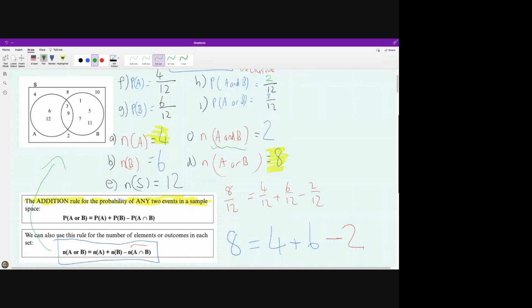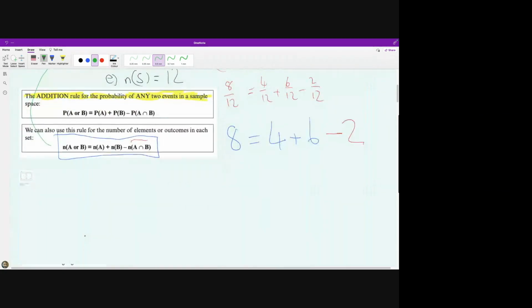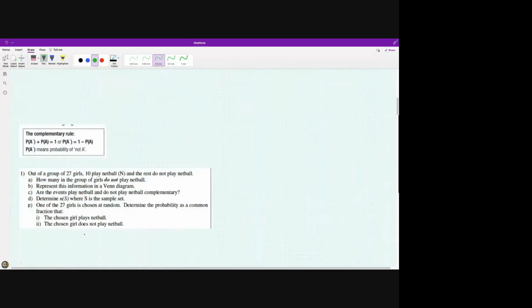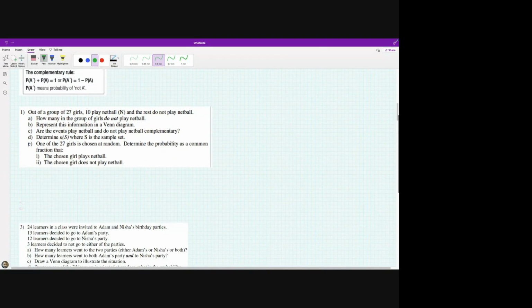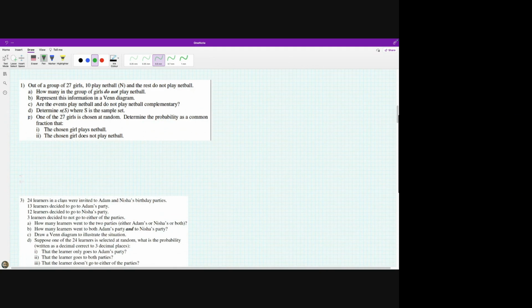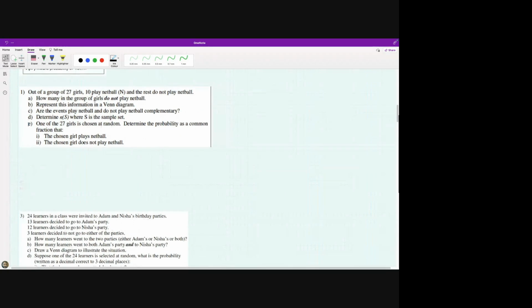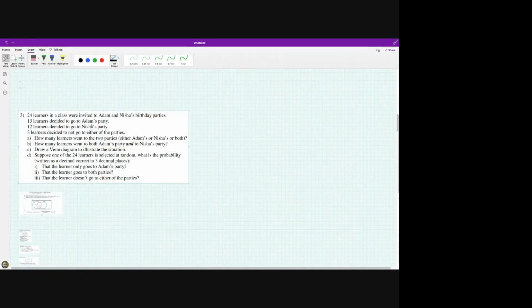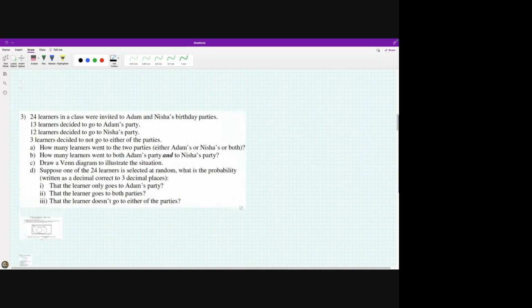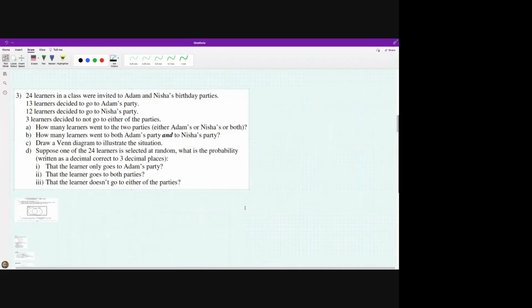Okay, now we will use this again, but let's get going with some more examples. So let us go to this first one. So this is a Venn diagram question. So we're going to say, out of a group of, in fact, let's not do that one. Let's do this one over here. So we're going to start going through some more words and make sense of this.